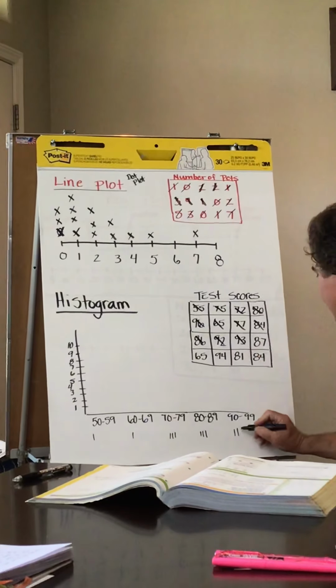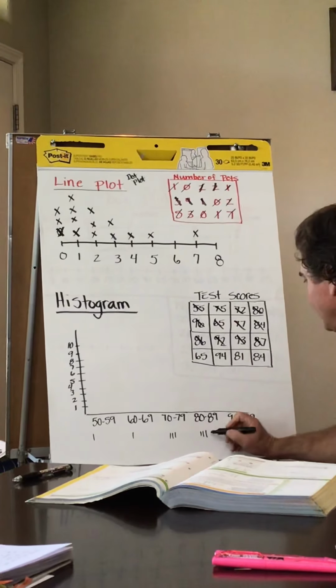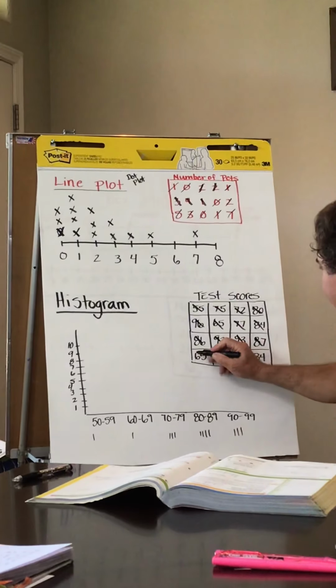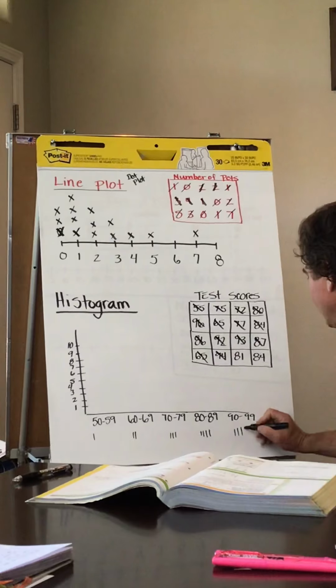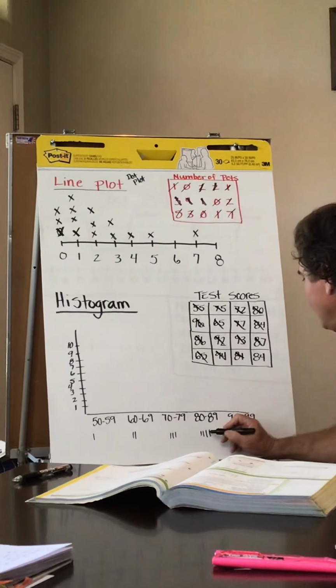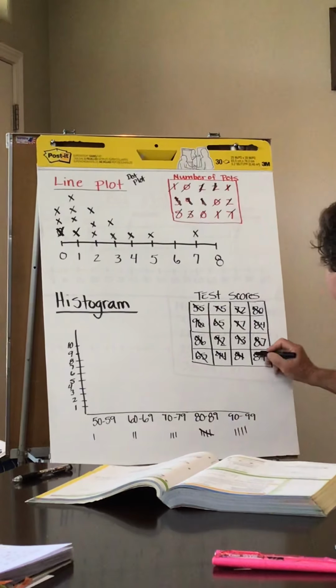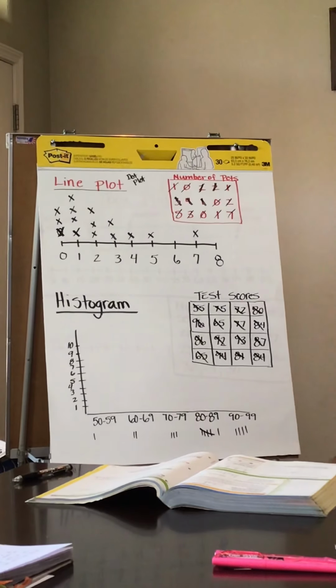92, 93, 87, 65, 94, 81, 84. Okay, there's a lot of different ways to do this. This is just one way you could go about doing it and figure out how many are in each category.